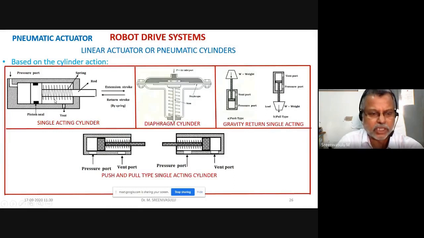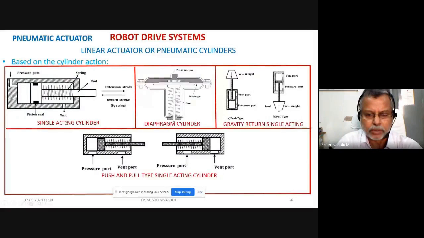If you want me to use the same sketch for the explanation of double acting, pressurized air is alternately admitted: in one instance on the left side of the piston, in the second instance on the right side of the piston. Anyway, this is not the case here. This is actually single acting only.